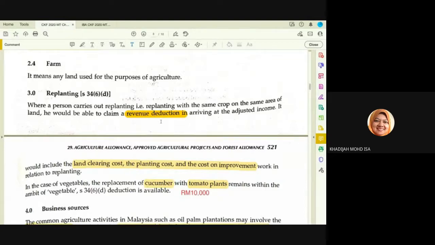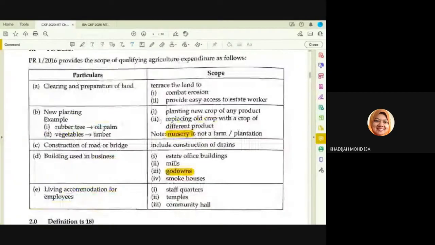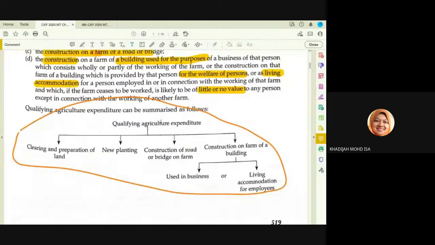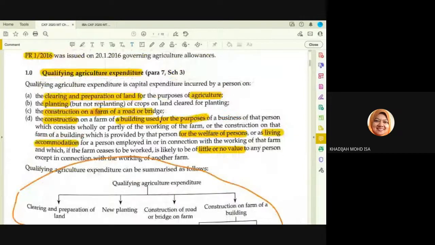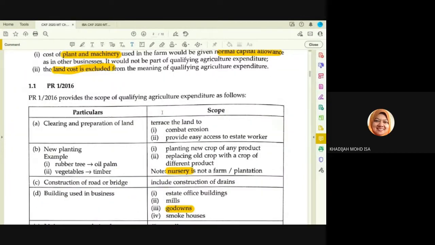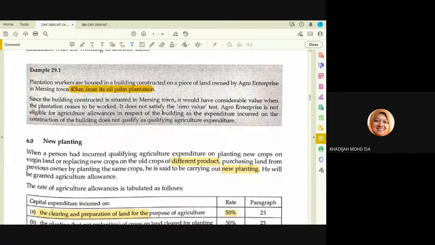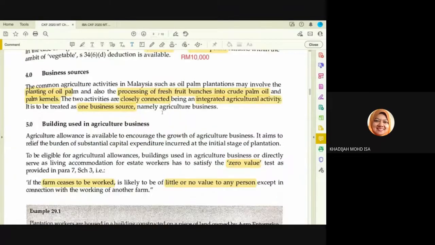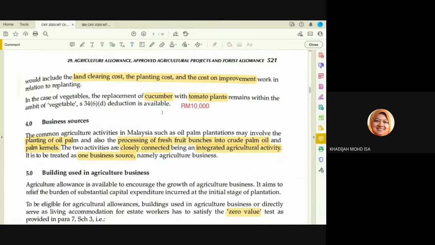So even though the law says to exclude replanting, it is actually good for the taxpayer because replanting is given as a revenue deduction. So I hope you understand the concept of how to decide which action is better for the company, because at the end of the day you want to pay the lowest tax liability, right? The one that gives you the lowest tax for that year of assessment is the best option.